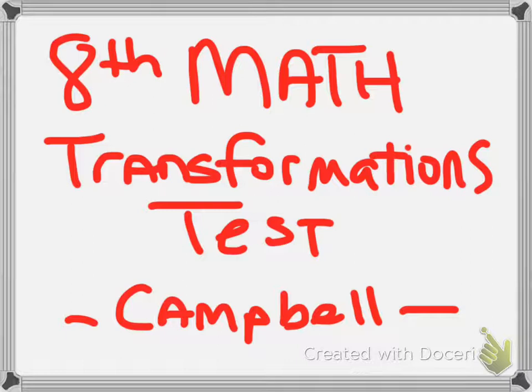Or G, (x, y) goes to (x plus 1, y plus 2). Or H, it becomes (1.4x, 1.4y). Or J, (x minus 2, y plus 1).